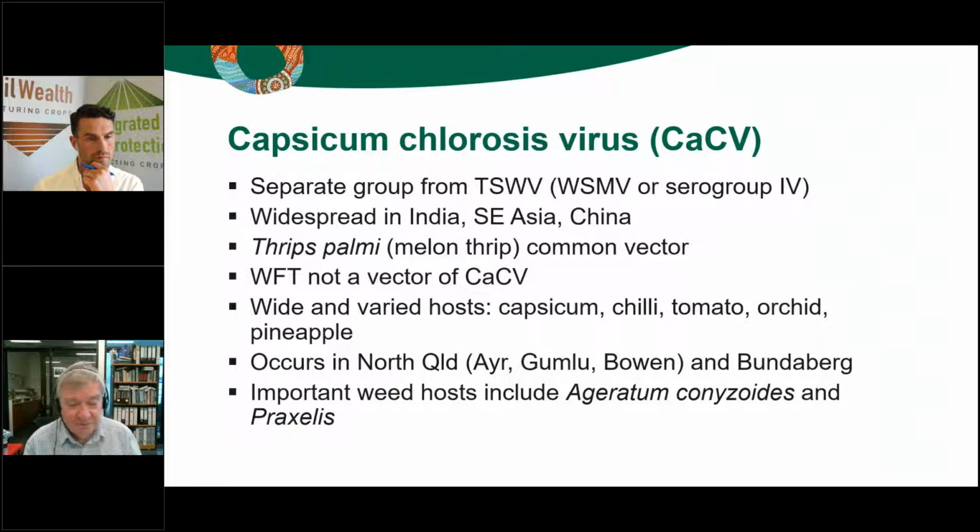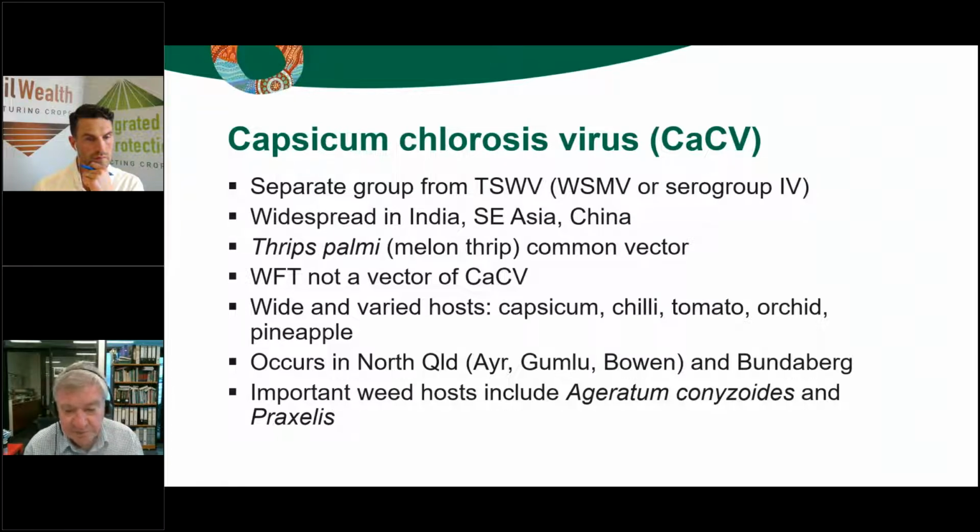This virus has a really wide and varied host range, from capsicum, chili and tomato through to orchids and pineapple. So it doesn't discriminate very much in terms of which plant family it likes to go into. It's been particularly important in North Queensland in the last year or so. This season we've had quite high incidences of CaCV in the Eyre Gumlu area, and it also occurs at Bundaberg.